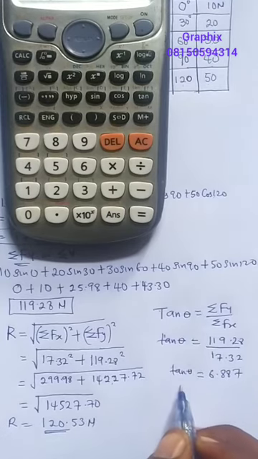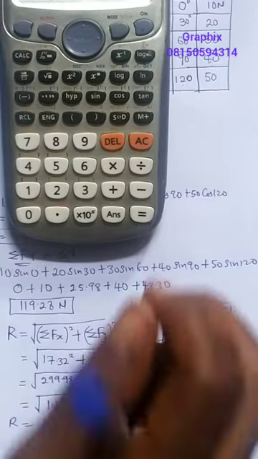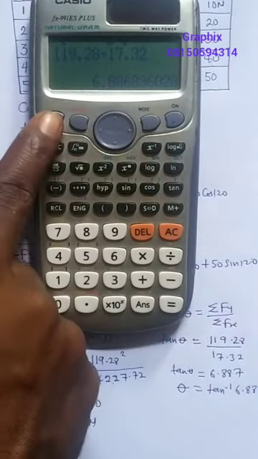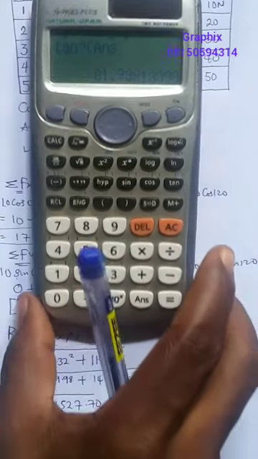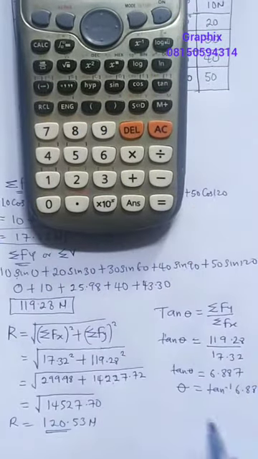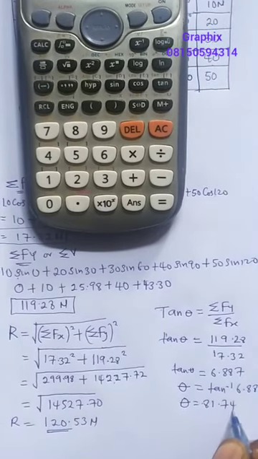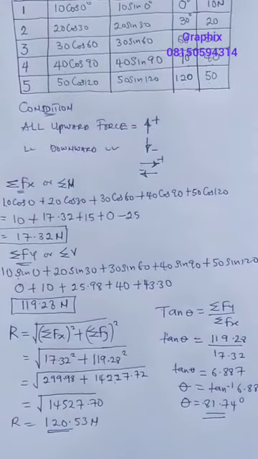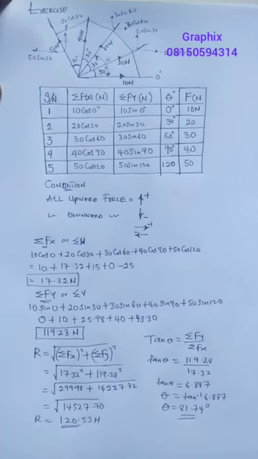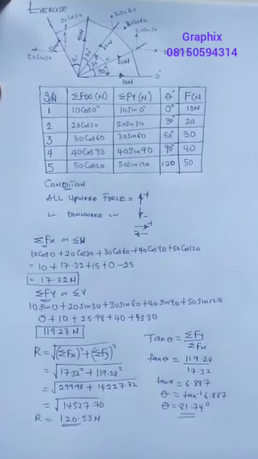So theta will be tan inverse of 6.887. If I press shift tan inverse of the answer on my calculator, it gives me 81.74 degrees. So my theta is equal to 81.74 degrees. Thank you very much. So we have successfully done that. This is what we are having. So thank you very much.